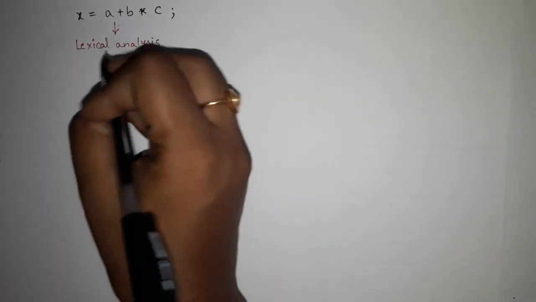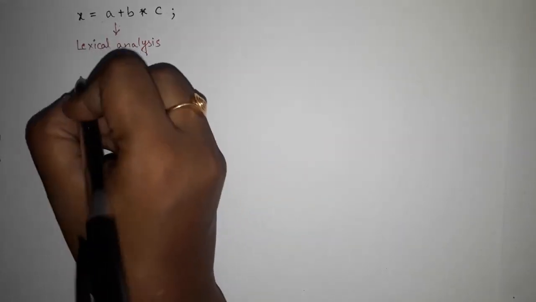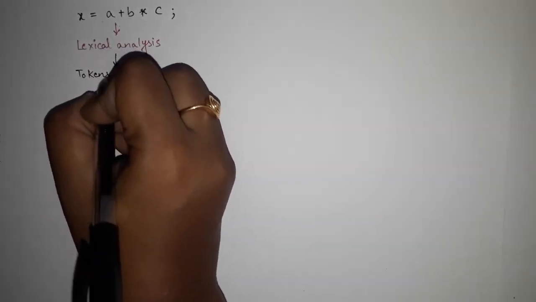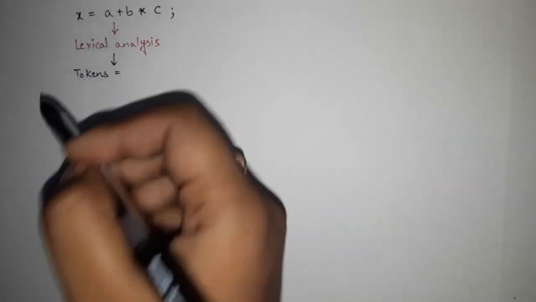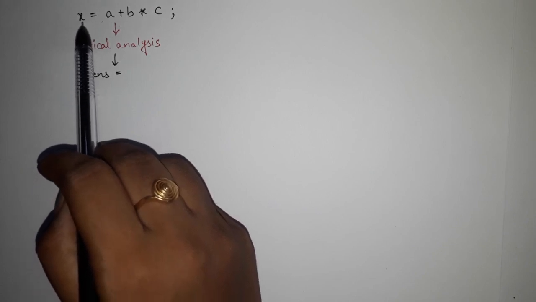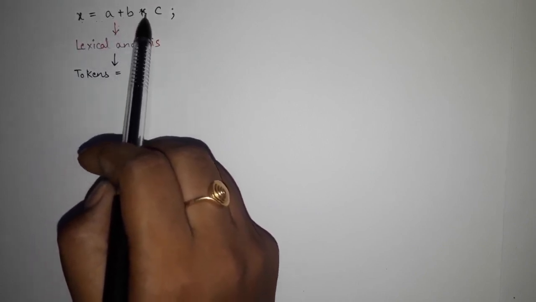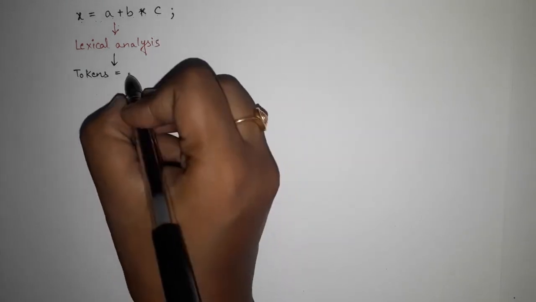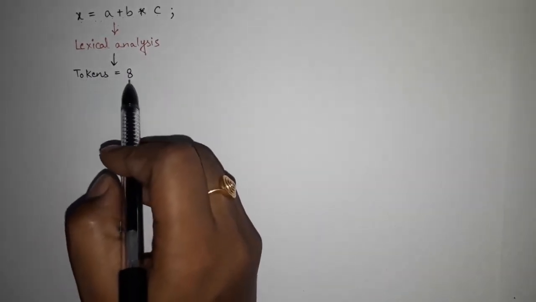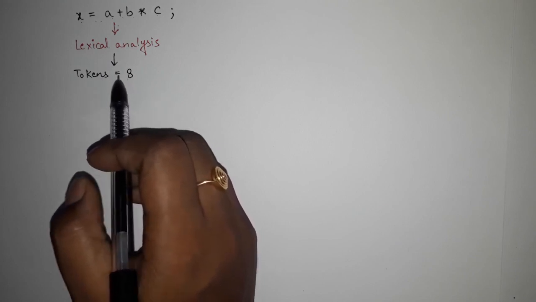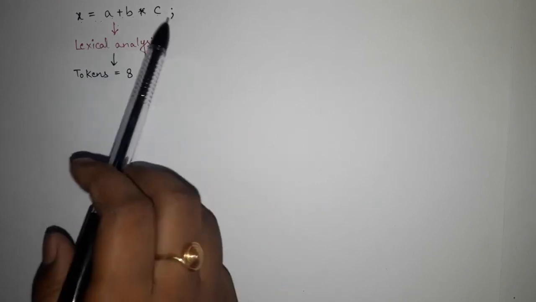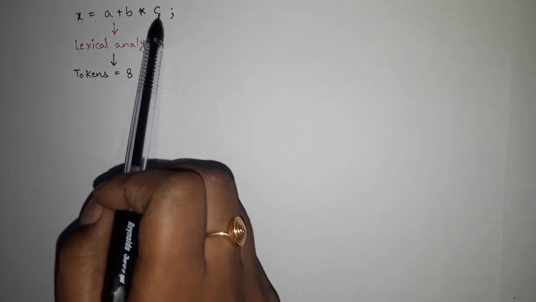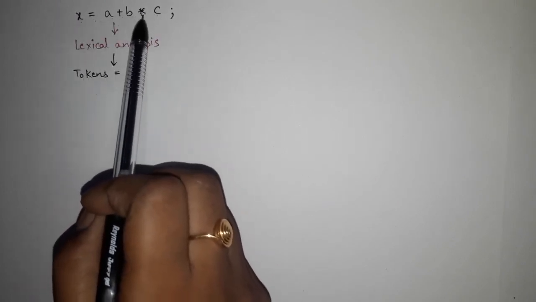So the lexical analysis phase will first identify the tokens and count them. Here the number of tokens is 1, 2, 3, 4, 5, 6, 7, 8, including the semicolon. Don't forget to include the semicolon. Then it identifies how many identifiers there are. Identifiers are all the operands. Here the operands are x, a, b, c, and equal to, plus and star are the operators.